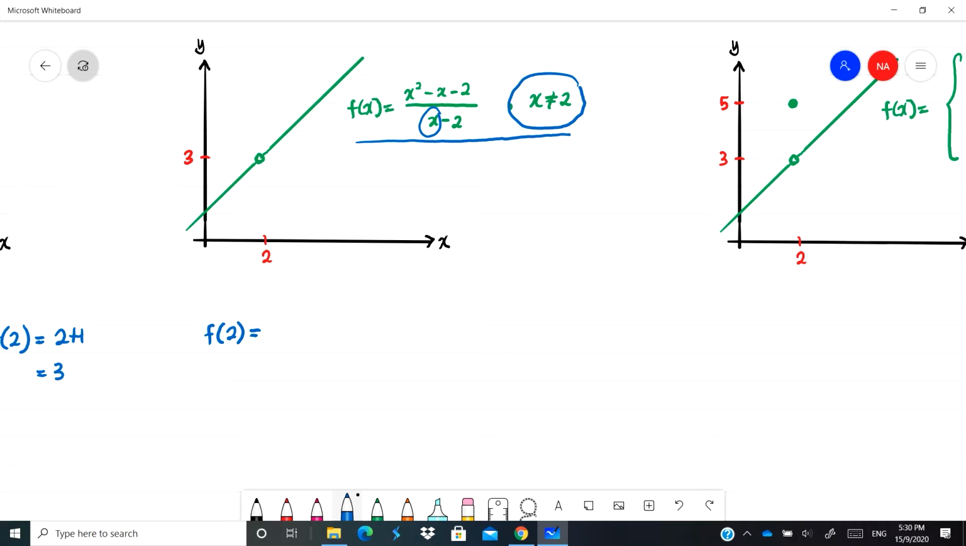That's why we define the function where x is not defined at 2. So you cannot find this. We call this undefined. We cannot find the value of the function. That's why there is a hole here. There's a hole there.